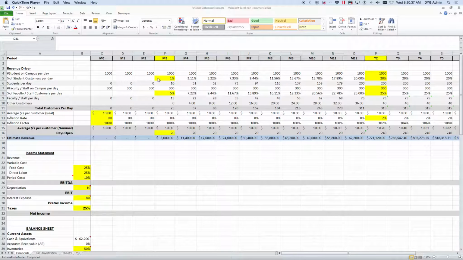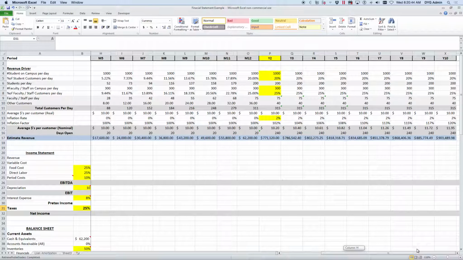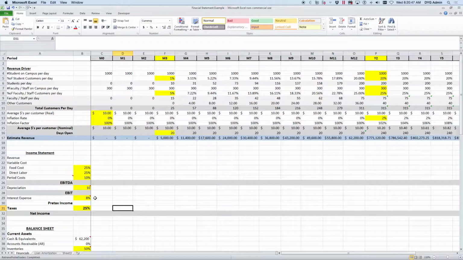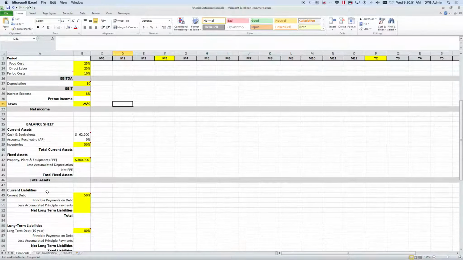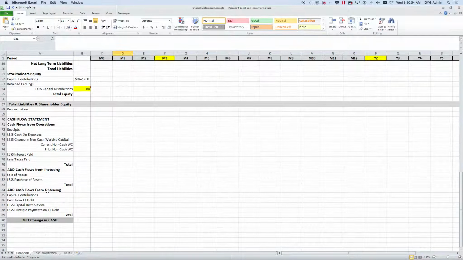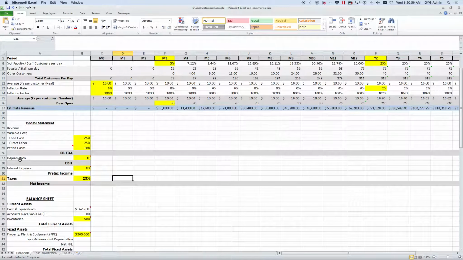The first thing, obviously, you guys have already developed a revenue estimate that extends out for however far it extends out. You see, I have mine out to 10 years. I've already created my income statement, balance sheet, and cash flow categories. These categories are going to be different depending on what your business model is. So, for example, I have food cost, I have direct labor, I'll have period costs, and I put notes around some of these about what they are and all of that sort of stuff.